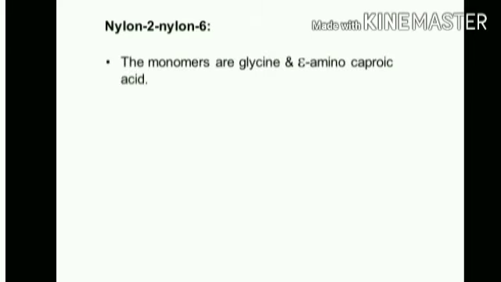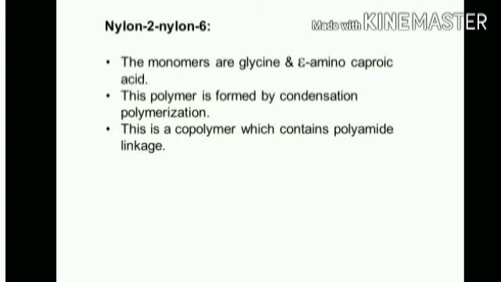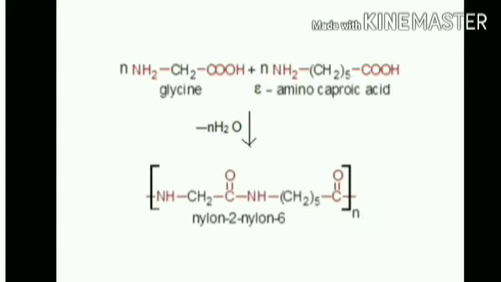Nylon 2-nylon 6. The monomers are glycine and epsilon-aminocaproic acid. This polymer is formed by condensation polymerization. This is a copolymer which contains polyamide linkage. This is the reaction.